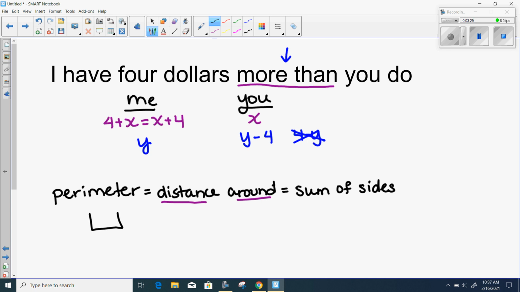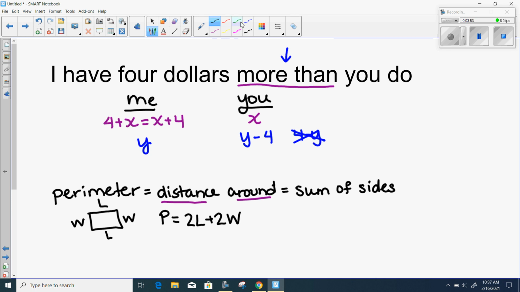Now, of course, there are some shapes that have a nice symmetry to them, like a rectangle, where 2 of the sides are the same, the sides opposite. So the lengths are the same and the widths are the same. So if I wanted to write the perimeter, the shortcut formula for that is that I have 2 L's and 2 W's.